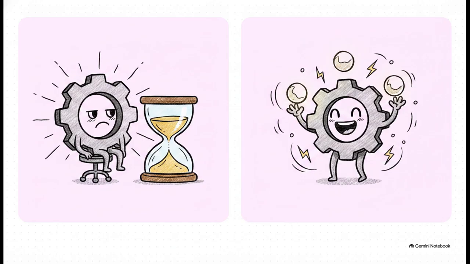But with asynchronous code, that same waiter productively switches gears. They're like, okay, while that food's cooking, let me go grab a drink order for table 5. This means one single server can juggle a massively larger number of simultaneous requests while using drastically fewer system resources. It's the very definition of working smarter, not harder.